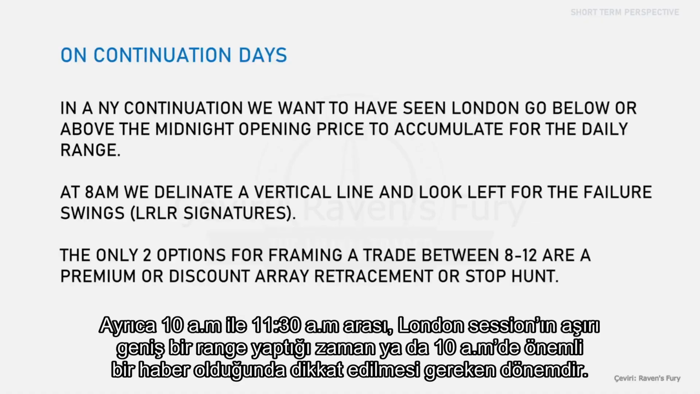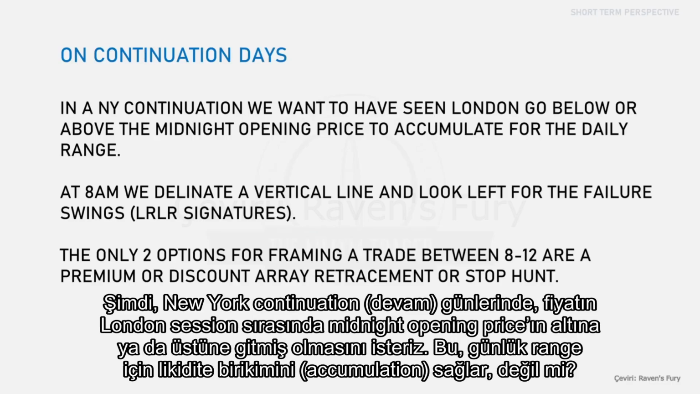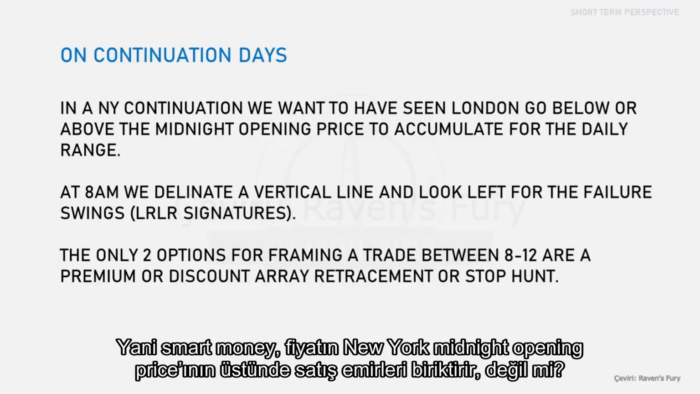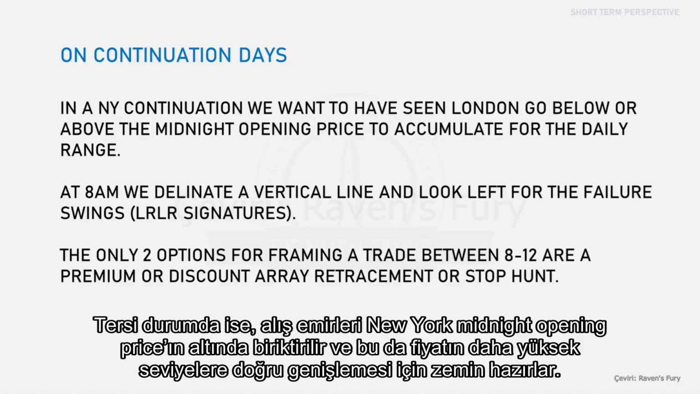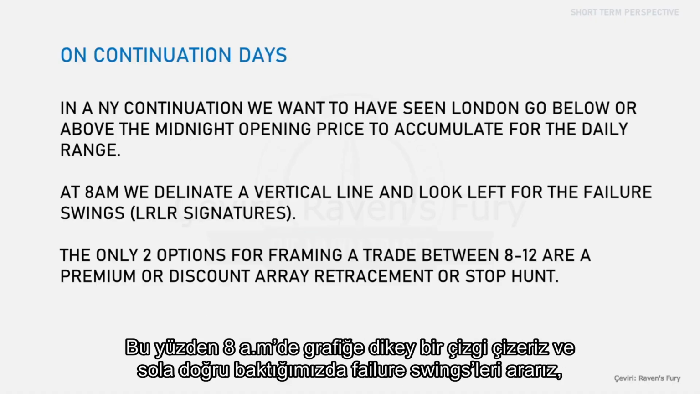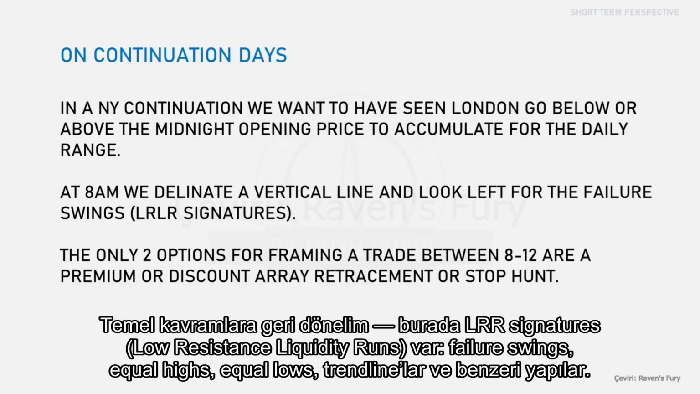Now, continuation days. In a New York continuation, we want to have seen London go below or above midnight opening price to accumulate for the daily range, right? So smart money accumulates sell orders above this New York midnight opening price, right? To continue down lower during the day, and vice versa, will accumulate long orders below that New York midnight opening price to go for an expansion higher. So at 8 a.m. we delineate a vertical line, and when we look left for failure swings, right? Remember back into the core concepts, we've got those LR signatures, low resistance liquidity runs, right? Failure swings, equal highs, equal lows, trend line, and all that kind of stuff.